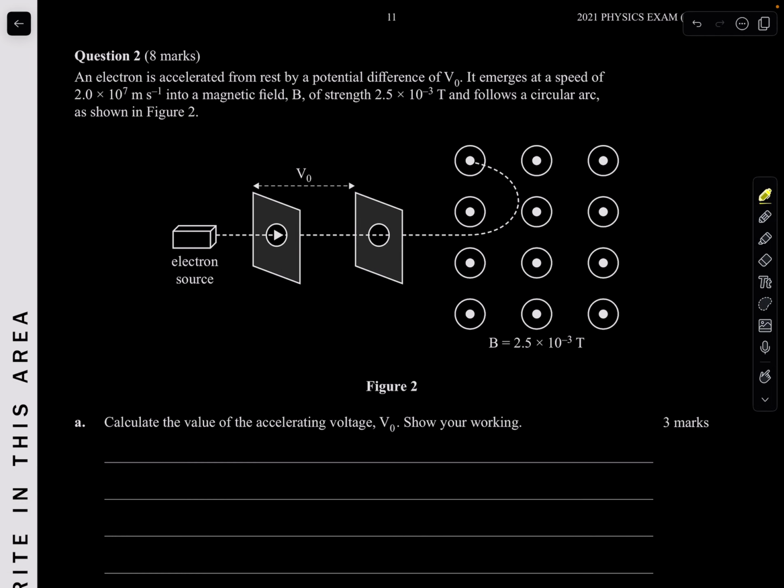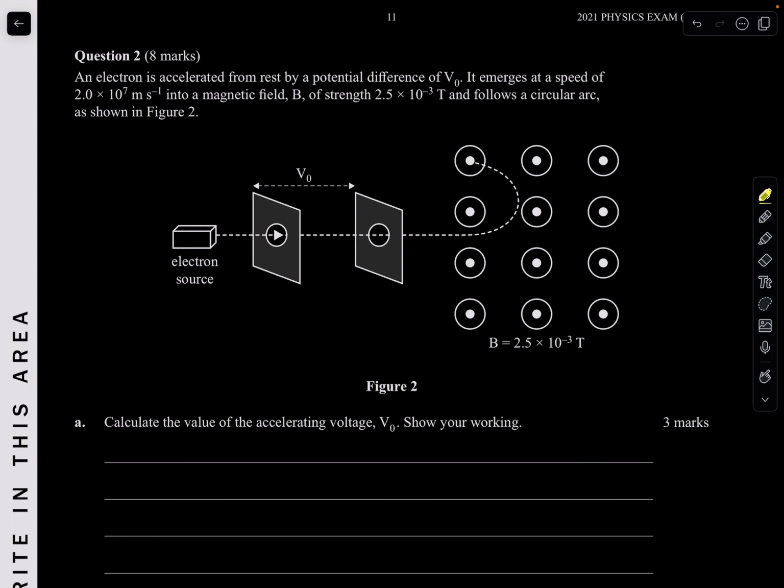Question 2. An electron is accelerated from rest by a potential difference of V0. It emerges at a speed of 2.0 times 10 to the power 6 into a magnetic field B of strength this, and follows a circular arc as shown. Kind of a typical question. It looks like an electron gun question. Calculate the value of the accelerating voltage, and show your working out.